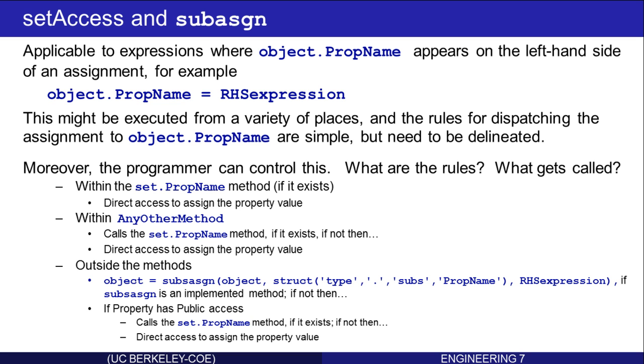What have we experienced in the few examples we've run in the command window? Well, we were in the command window, so the assignments were executed outside the methods. We have not implemented a subsassign method, and the properties do have setAccess set to public. As I mentioned, that's the default. We had not written a setPropName method, therefore we had direct access to assign the property value, which is exactly what we saw.